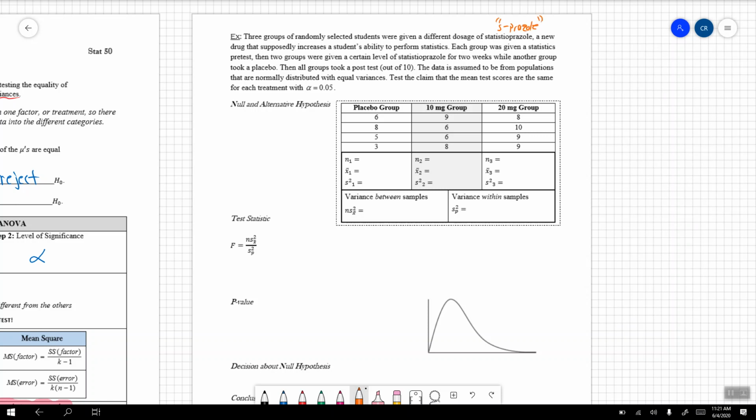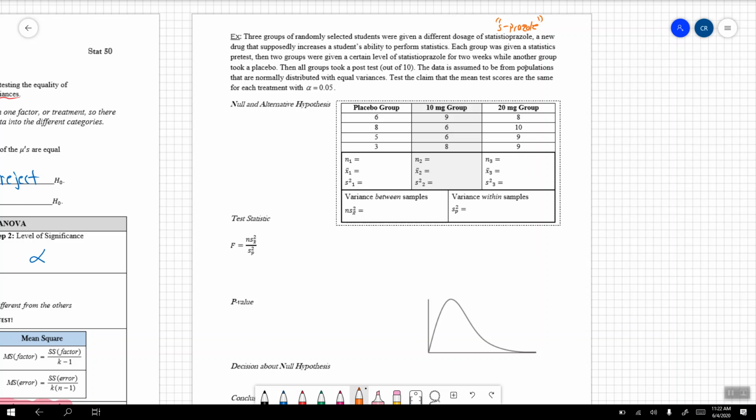There we go. Alright, so they were given a dosage of esprozole, a new drug that supposedly increases a student's ability to perform statistics. Wow, if they really sold that, I want some, because that's awesome. Now, each group was given a statistics pretest. Then, 2 groups were given a certain level of esprozole for 2 weeks, while another group took a placebo. Then, all groups took a post-test out of 10 points.